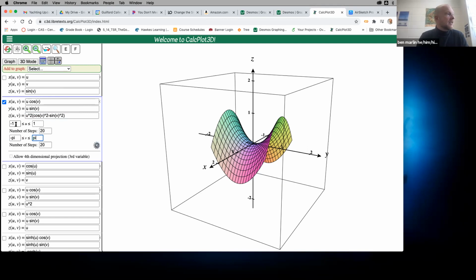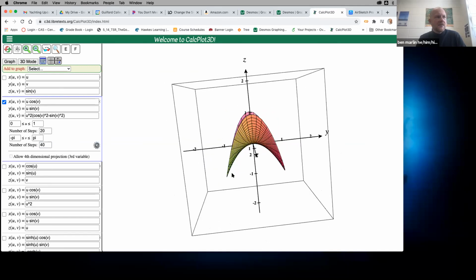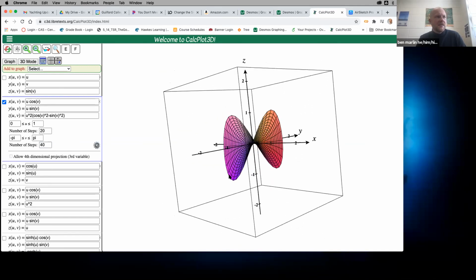By the way, once again, it doesn't really matter whether you use 0 to 2 pi or minus pi to pi. So I don't like how that looks. I'm going to smooth it out a little bit by changing the number of steps up to 40. See how now it looks sort of like a Pringles chip, right?